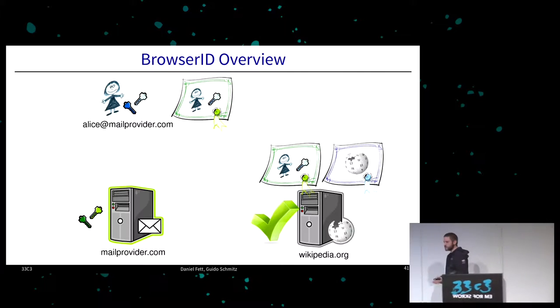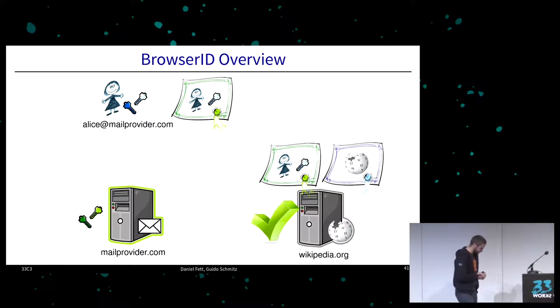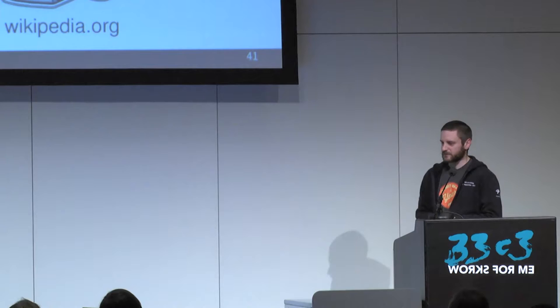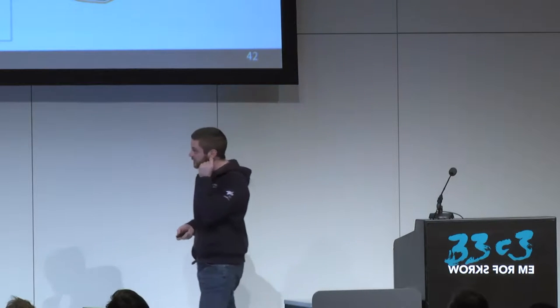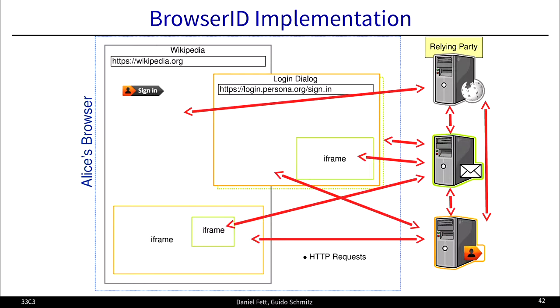And then they started to implement this using just standard browser features, including all the workarounds for Internet Explorer, and so on and so on. And they ended up with a quite complicated system. Here we have, on the left side, in Alice's browser, two windows, namely Wikipedia, and the login dialog, which is provided by a central authority, which they try to avoid, login.persona.org. And inside both of these windows, there are other iframes, and inside one of these iframes, there's another iframe. And on the right, we have the servers, so the relying party, the identity provider, and the central authority, login.persona.org. Just to give you an idea how complex the system ended up, they all talk to each other using HTTP requests, but also using post messages, and also using XML HTTP requests. As you can see, the system became quite complex.